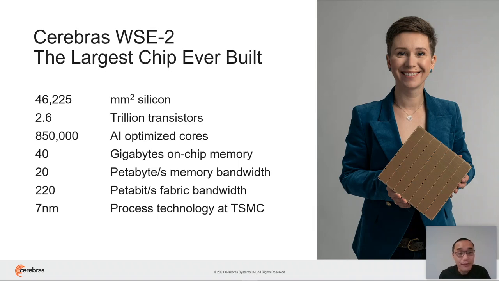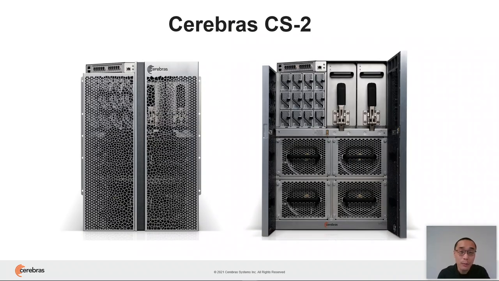A short year and a half later, we announced our second generation Wafer Scale Engine, called the WSE2, with 2.6 trillion transistors on a single chip and 850,000 AI optimized cores. And we're now shipping the Cerebras CS2 system, built around the WSE2, with exactly the same data center footprint as our first generation CS1, but with more than double the cores, more than double the memory and fabric bandwidth. All of this purpose-built to solve the problems of running neural networks.